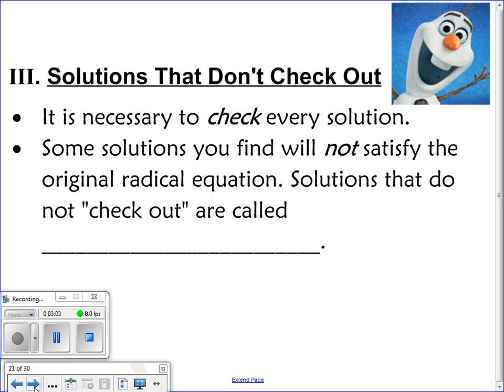All right, guys. So part 3 is solutions that don't check out. So we've talked about this before. We've seen it a lot in chapter 8, where you go through, you solve this whole thing, and then all of a sudden you get an answer that you go back and check it, and you're like, wait a minute, that doesn't actually work. Okay, so that's one thing we need to watch for. Do you remember what those are called? Good. Those are extraneous solutions.